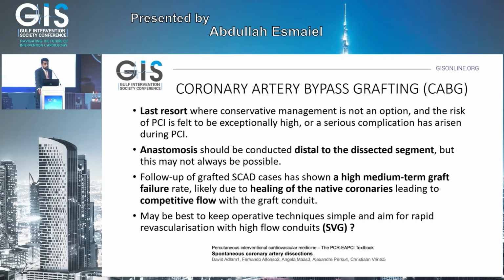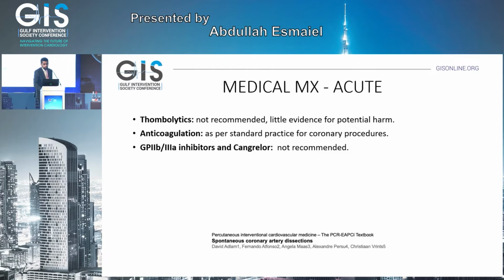CABG is the last resort, if you feel that PCI is extremely high risk, or if you fail PCI. The problem with CABG is that you have to get the graft in distal to the dissection. You have to do it quick, and you need a graft with high flow, and it has a high rate of graft failure. So maybe saphenous vein grafts are the best grafts for that, because with time this dissection will heal and the graft will fail.